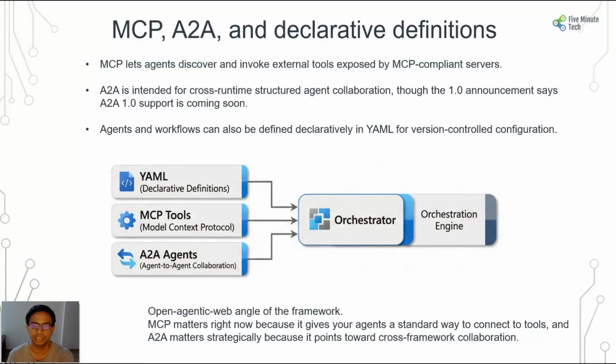And on the open agentic web angle of the framework, MCP matters right now because it gives your agent a standard way to connect to tools, and A2A matters strategically because it points towards cross-framework collaboration.